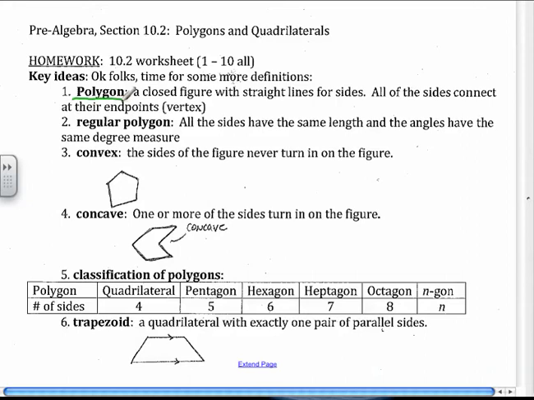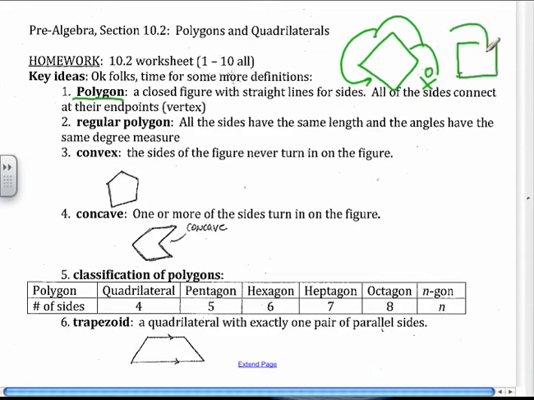First thing is a polygon. There are 2 things that we have to have for a polygon. We have to have some straight sides, so the sides have got to be straight. And it has to be closed. If you're out here trying to get in, you can't get in. There are no openings. It's a closed figure. So this one is not a polygon because I can get in this one. It's an open figure. Also, the sides have to be straight. They can't be curved for a polygon.